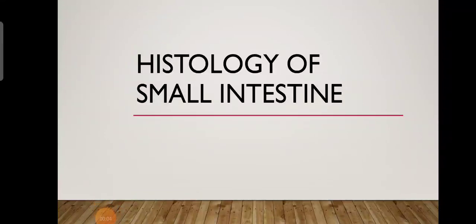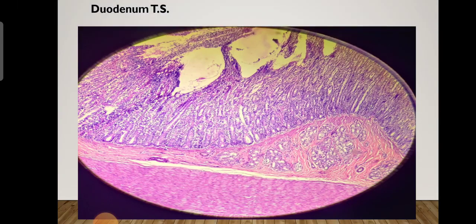In this video we will see histology of small intestine. As you know, small intestine is composed of three parts: duodenum, jejunum and ileum. So first we see the histology of duodenum. This is the transverse section of histology of duodenum.